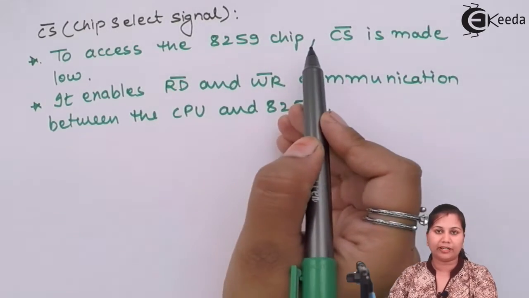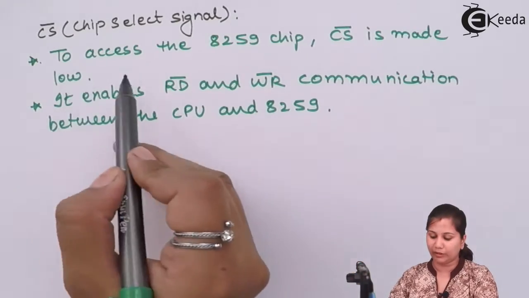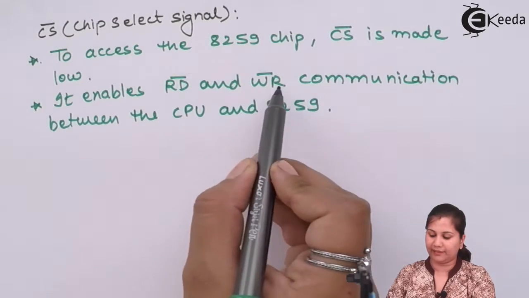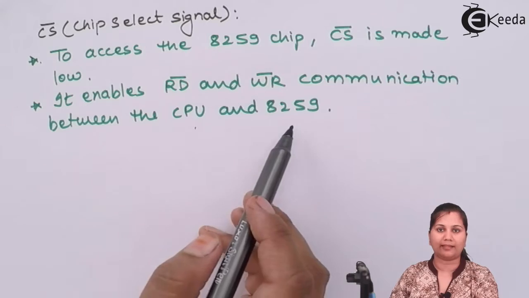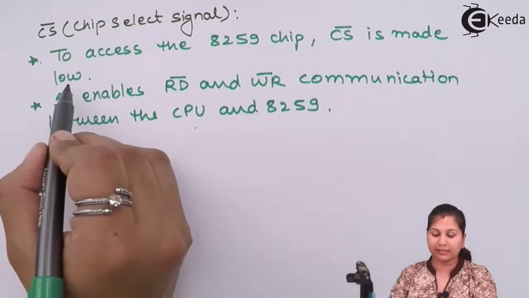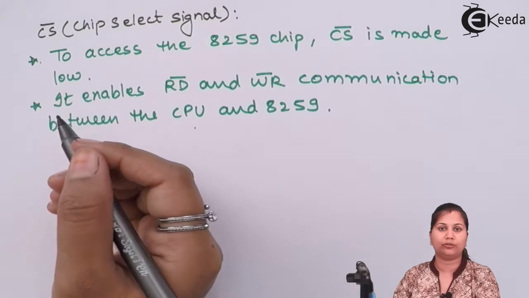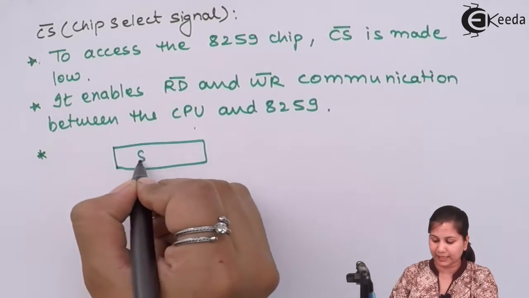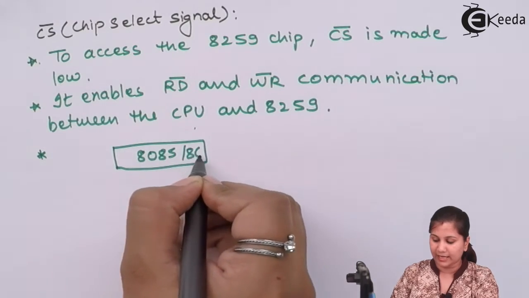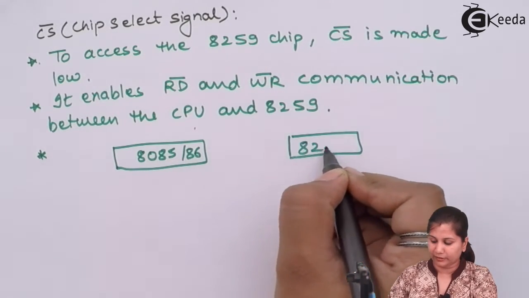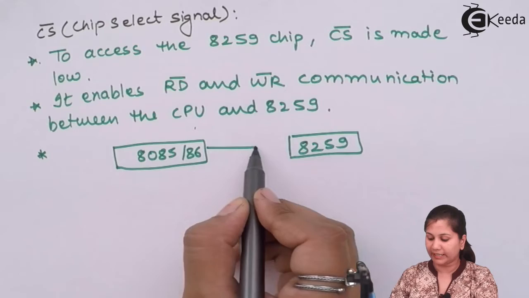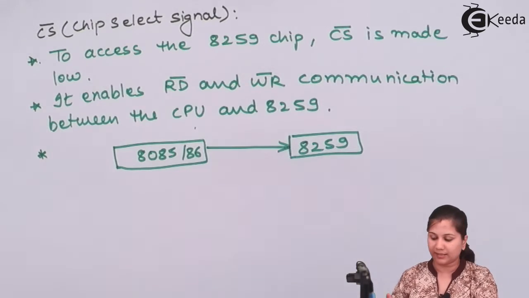So to access the 8259 chip, the CS bar signal is made low, and when this signal is low, when it is active, it enables the read and the write communication between the CPU and the 8259. Now how is this signal made low, how is this signal provided to the 8259? When we want to select the chip, suppose this is the microprocessor, 8085 or 8086, and this is 8259. So when the 8085 wants to select this chip, it has to provide the address.